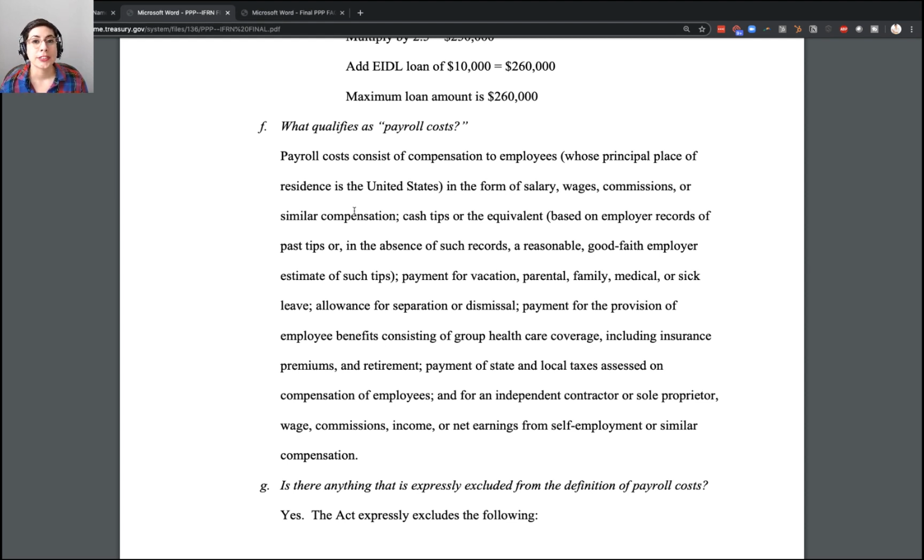Again, it's up to the lender to interpret this. I haven't seen anything that specifically says distributions are disallowed. I've talked to my lender and they've said that they will allow it as long as we do not go over that limit. But if you get any sort of pushback, please refer them to the final interim ruling by the Treasury and let them know that you are an officer of the corporation or a member, and your wage is a draw, and that is considered similar compensation.